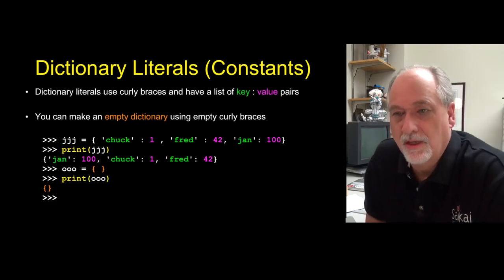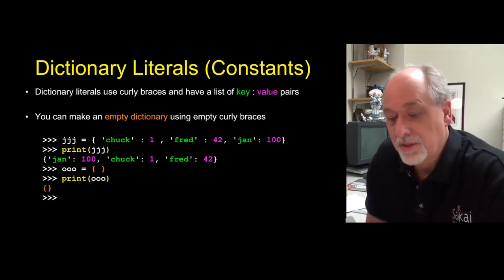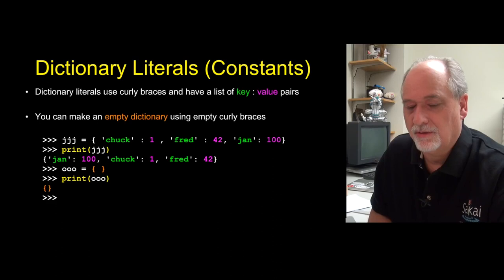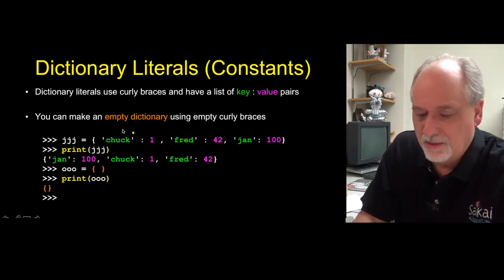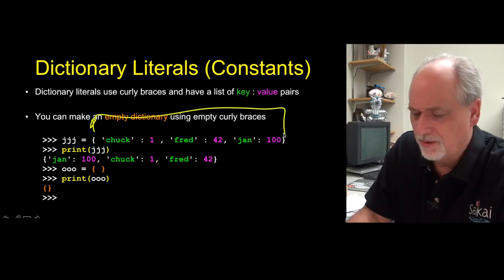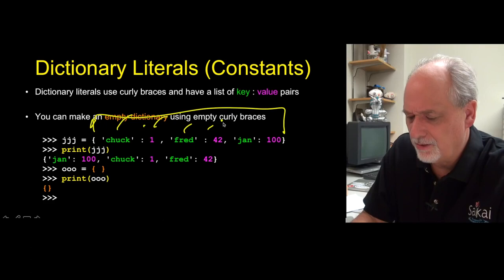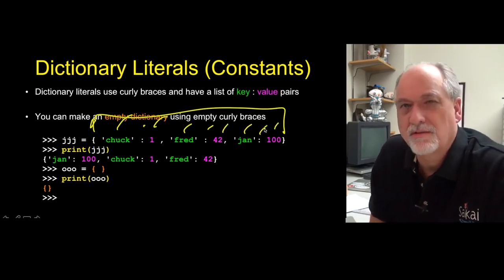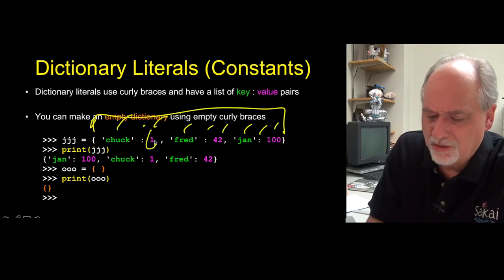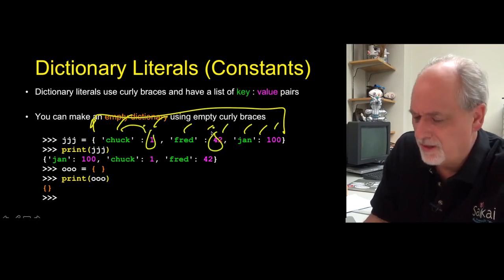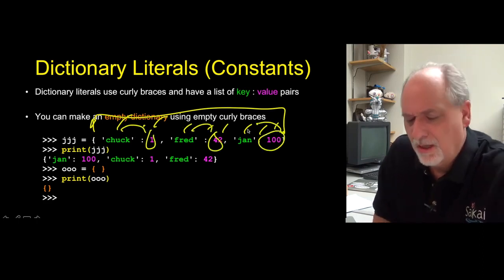So just like lists, we have dictionary literals. And what's nice about dictionary literals is that they use the exact same syntax as the printout. And so it starts with a curly brace, ends with a curly brace, and then has a series of key colon value, key colon value, key colon value. And this is sort of the associative array bit. We are associating 1 with the key Chuck. We are associating 42 with the key Fred. We're associating Jan and 100.